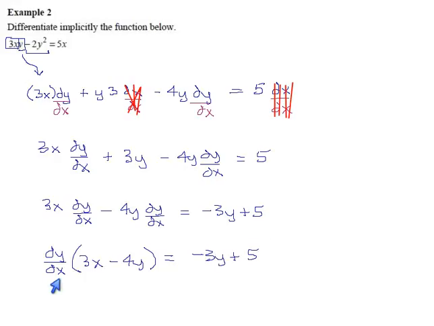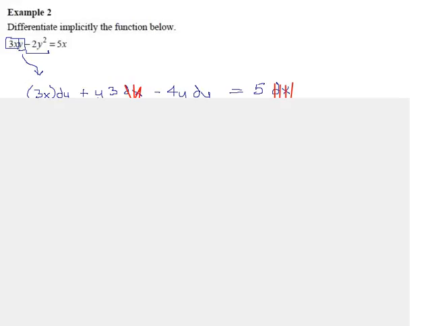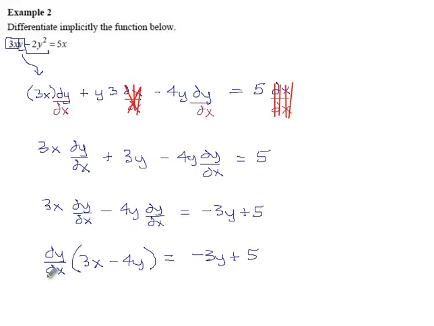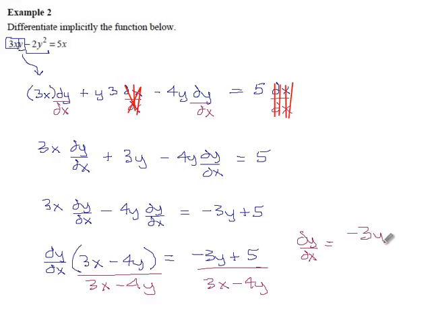And now, if we want to isolate this, we must simply divide by 3x minus 4y. So, do that. And same thing on the right-hand side, 3x minus 4y. And when it's all over, we have dy/dx, the derivative, equals minus 3y plus 5 over 3x minus 4y. Took a few lines, but nothing too bad, right?